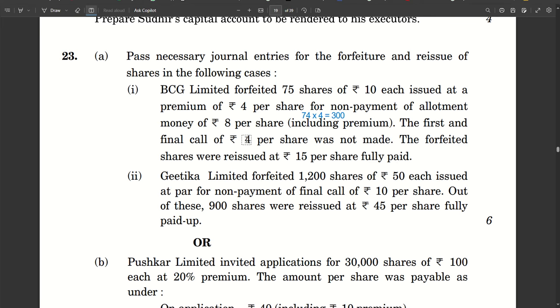The first and final call of rupees 4 per share was not made. Now this is also important information. The first and final call was not made. That means the called up value of the shares is rupees 6. 10 is the face value, 4 rupees are not called up, so called up value is 6. Share capital account will be debited by 75 into 6. That will be the amount that will go there. Okay, so that's also important. So let's write it down here. 75 into 6, that comes to 450. That will be debited to share capital account.